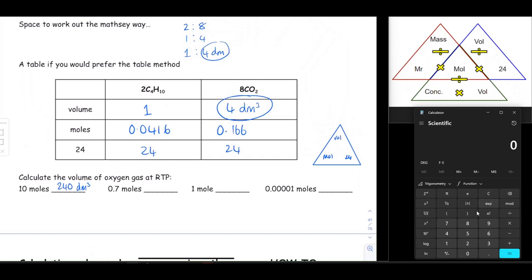So we've got 0.7 here. We do 0.7 times by 24. That gives us 16.8 decimeters cubed. 1 times 24 gives us 24 decimeters cubed. And last but not least, 0.1234 zeros and a 1 times by 24 gives us 0.00024 decimeters cubed.